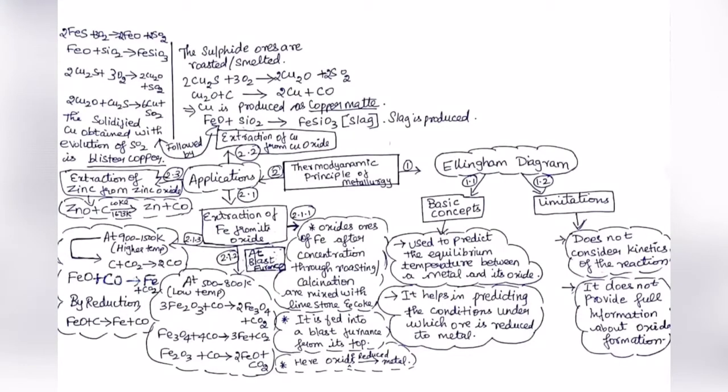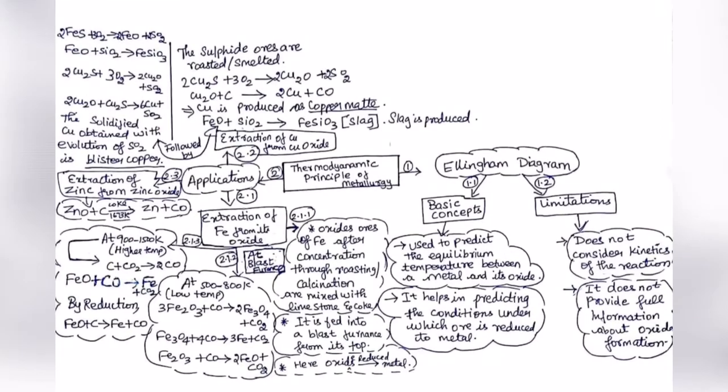The basic concept is that it is used to predict the equilibrium temperature between a metal and its oxide. It also predicts the conditions under which the ore can be reduced to metal. Different metals have different conditions depending upon their nature. So it helps in predicting the conditions for reduction of metal.